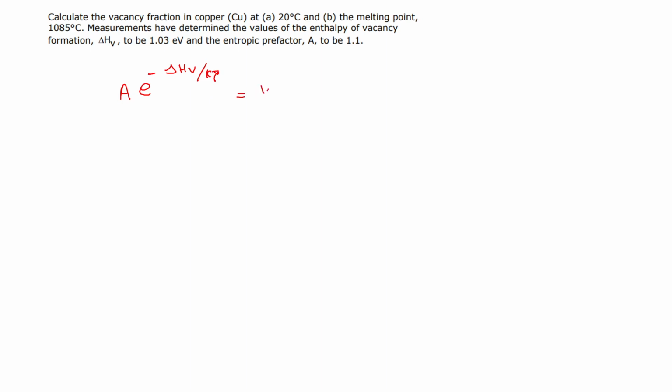Everything is given: 1.1 times e to the power minus delta H value, which is also given as 1.03, that we can convert into 1.6 times 10 to the power minus 19, divided by the k value. K value will be 1.38 times 10 to the power minus 22, times the t value, which is in degrees Celsius, so you have to convert it into Kelvin. Here you will get the answer for that. So you will get the vacancy fraction at 20 degrees Celsius.